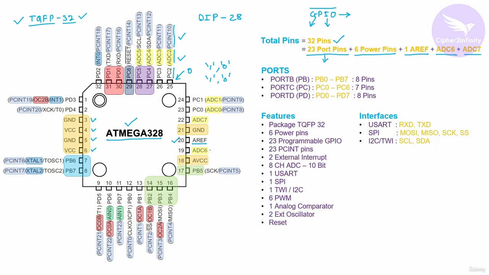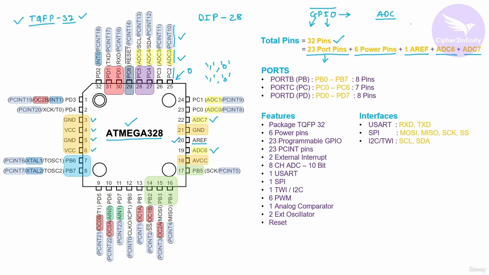So you can see this pin number 19 is highlighted here in yellow color. So this is ADC6 and then ADC7. Now what is ADC? ADC actually stands for analog to digital converter. So whenever you have to read an analog signal from an external device, at that time we use the ADC pins of this microcontroller, okay.